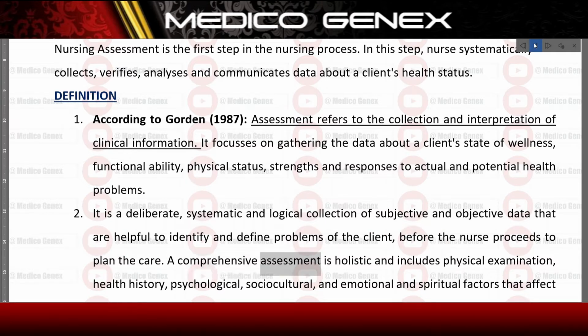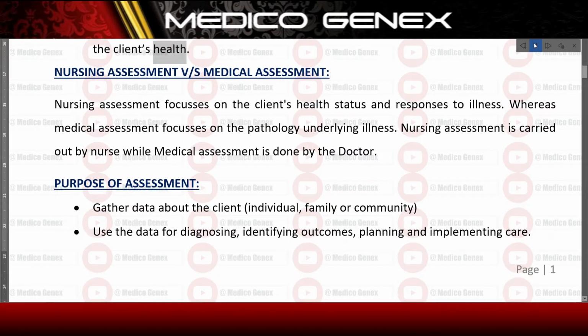A comprehensive assessment is holistic and includes physical examination, health history, psychological, sociocultural, and emotional and spiritual factors that affect the client's health. Nursing assessment versus medical assessment. Nursing assessment focuses on the client's health status and responses to illness, whereas medical assessment focuses on the pathology underlying illness. Nursing assessment is carried out by the nurse while medical assessment is done by the doctor.